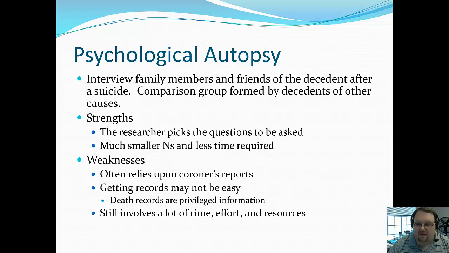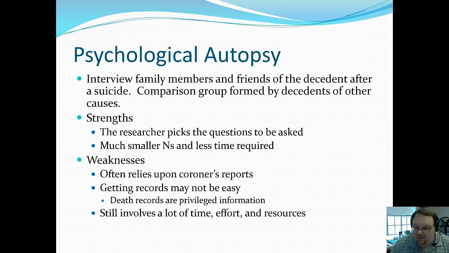So a method you see a little bit more often is psychological autopsy. So in a psychological autopsy, again, there's an interview of family members and friends of a decedent after a suicide. And then you pick a comparison group of people who died due to other causes. So that way you can look at, for instance, the prevalence of depression. Was it higher in individuals who died by suicide than those who died at the same age, same gender, but died of a different cause?